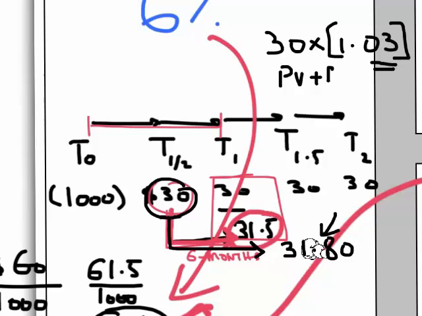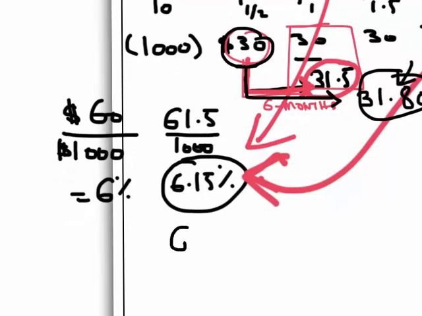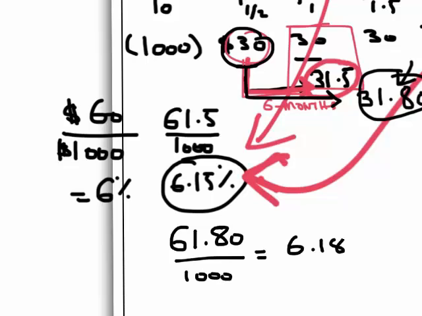I, in this case, is 6%, but because the time period is only half a year, instead of using 6%, you will use 3%, 0.03. So present value into 1.03, and you get this. So we can write that instead of having 61.5 at the end, we will have 61.80, which is 30 plus 31.80 divided by 1000, and our effective annual rate is 6.18%.